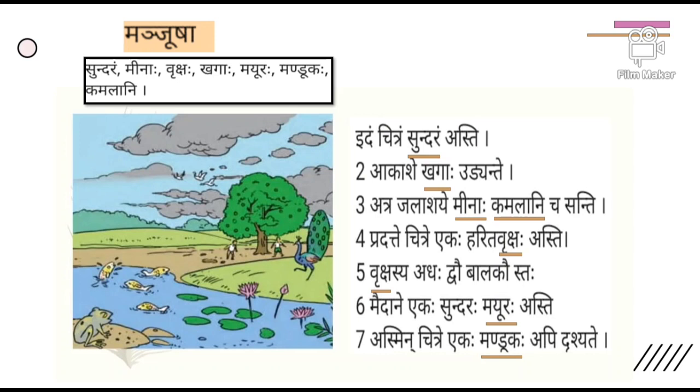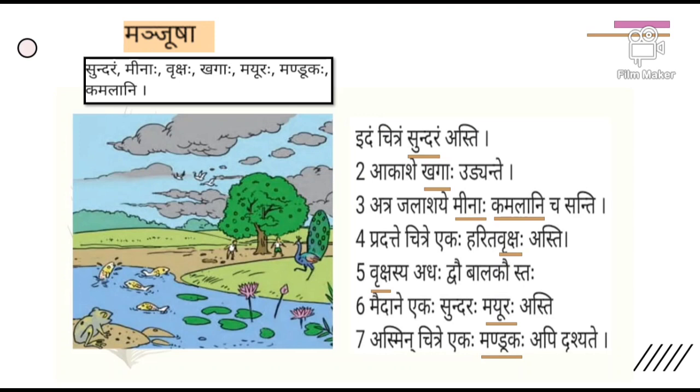Pradatte chitre. Pradatte is used here. Chitre ekah harita vrikshah. Harita is the adjective. Harita vrikshah. Vrikshasya visheshana pada asti. Then fifth one, vrikshasya adhah. Adhah can be used. Vrikshasya, Shashthi Vibhakti should be used here. So vrikshasya adhah dvau balakau stah. There is no word for that in the Manjusha. Even then I have given one sentence.